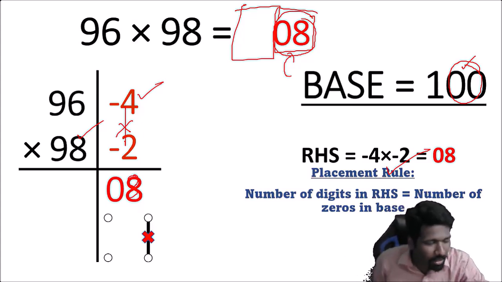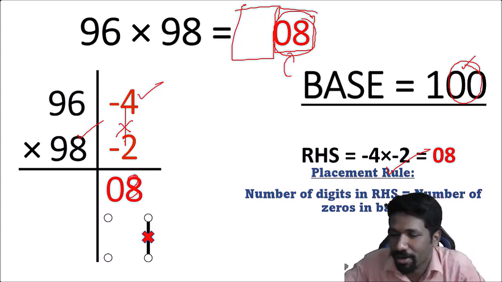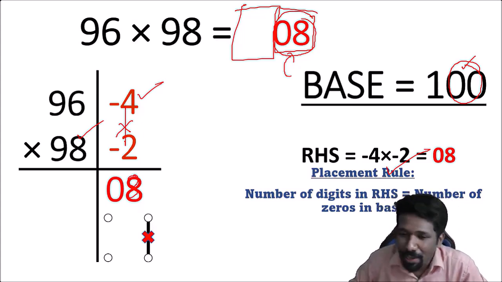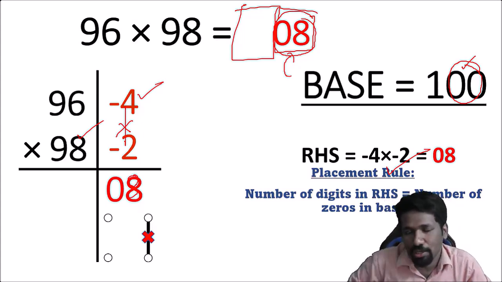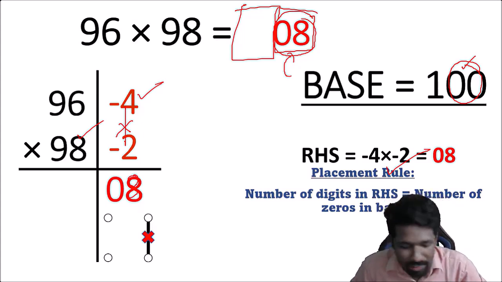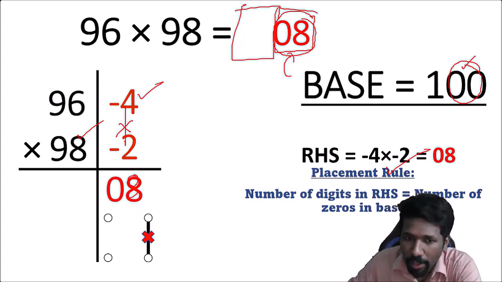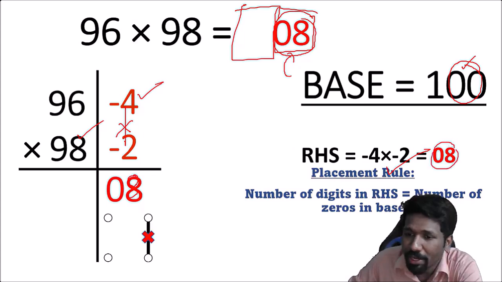For example, 8 rupees is the price for a chocolate, and 08 rupees is the price for a chocolate. Both mean the same, right? 8 and 08 are not different. So writing 08 makes it 2 digits so that the placement rule is satisfied.